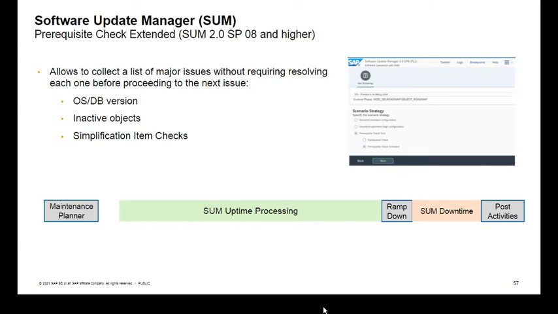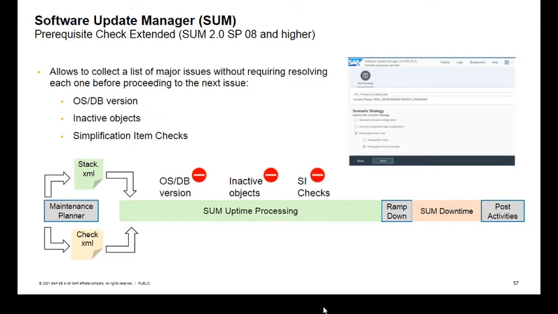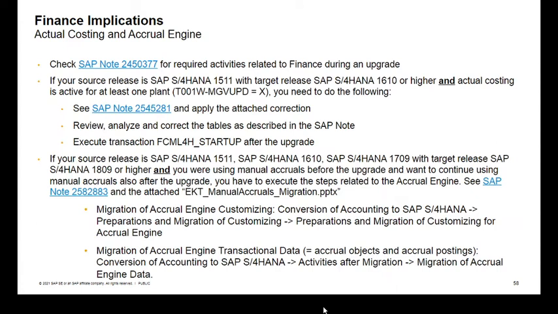Just run through this slightly faster. Okay. On the finance side, there might be some impact. Look at the first note that is mentioned here. And essentially, it means that if you are on 15.11 still and going to any further release that was coming up afterwards, and you're also running actual costing for at least one plant, then you need to follow the corrections and instructions that are provided in that second note mentioned here. This is only relevant if you are still on 15.11 and you're also having actual costing activated.